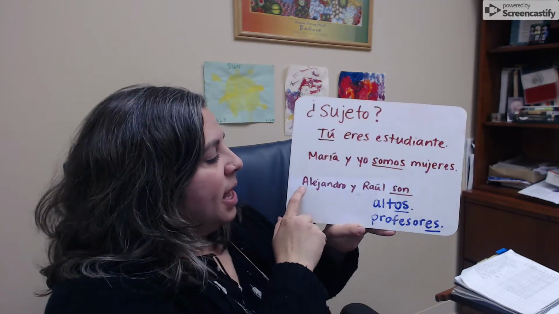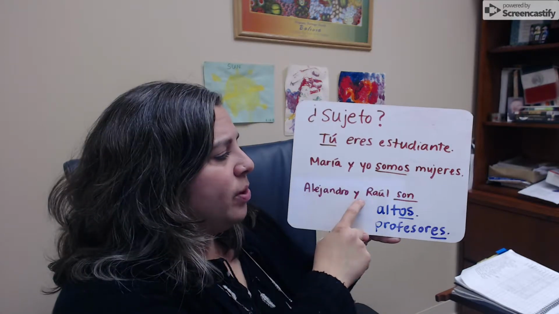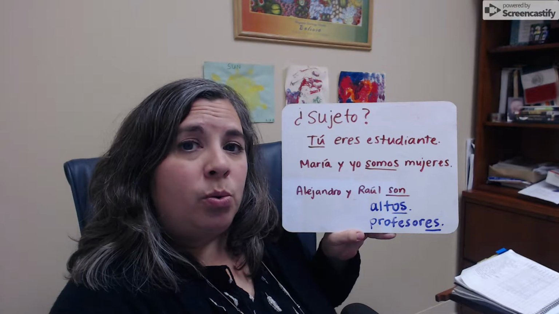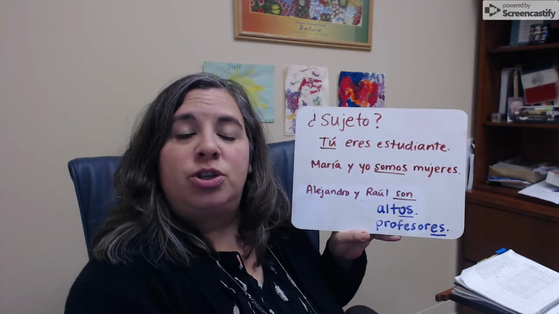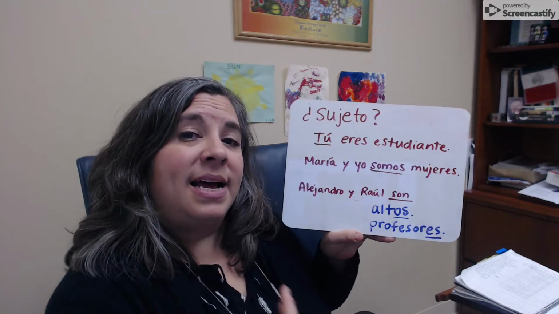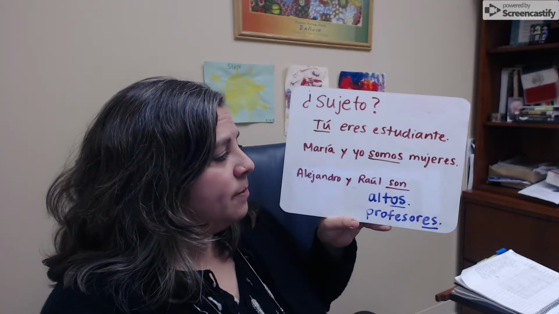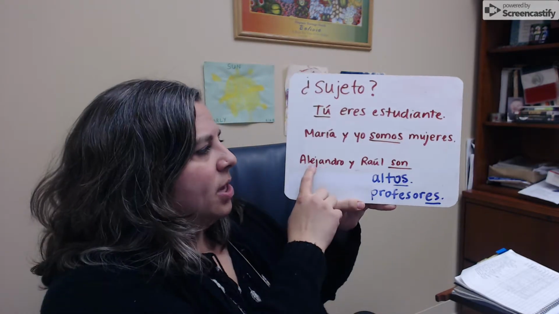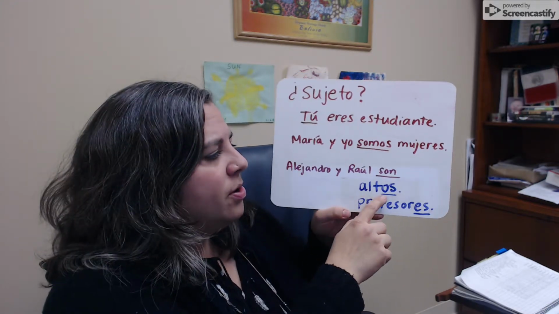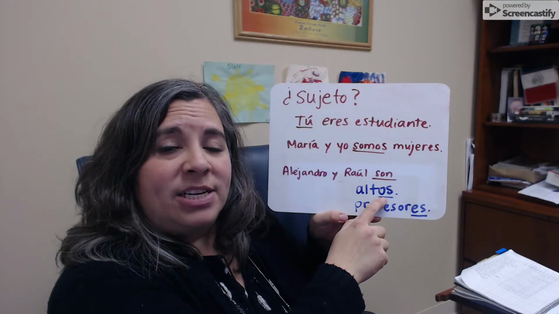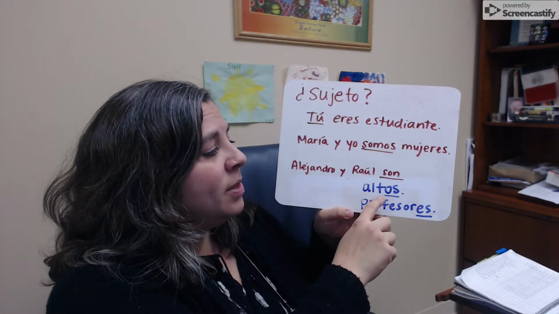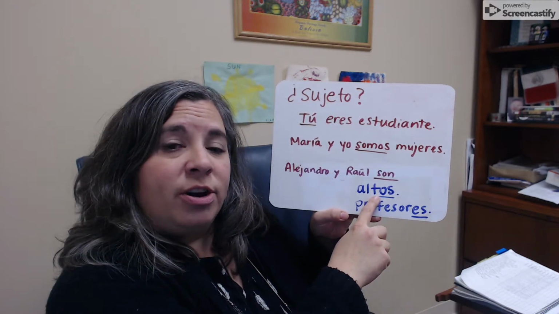And then finally, we have Alejandro y Raúl. If you had to choose a subject pronoun to replace Alejandro and Raúl, you would choose ellos because you're talking about two guys, two men. And then you would choose son because that's the form of ser that goes with ellos. What are we talking about? Alejandro y Raúl son altos. They're tall. Notice that the word alto, which is an adjective, needs to agree in gender and in number with the people you're describing. So altos reflects that gender and number.